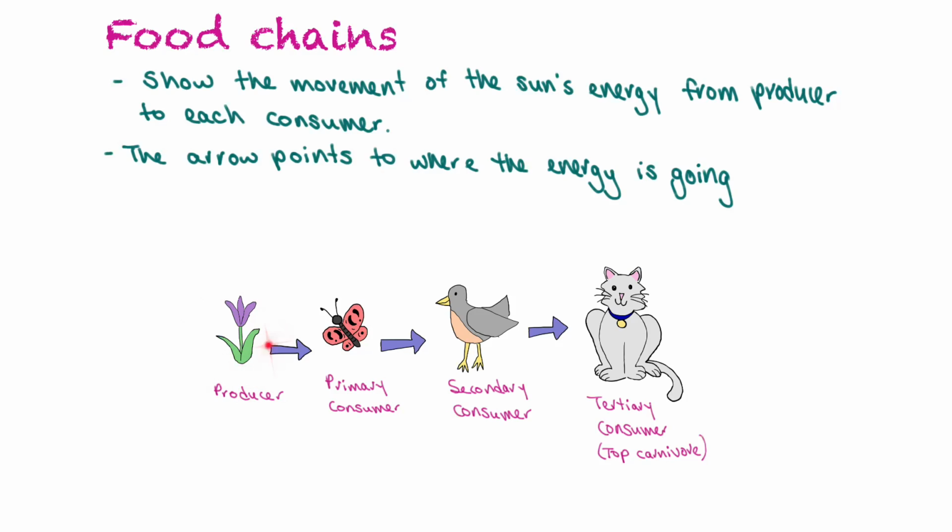So food chains always begin with a producer, or a plant or some other plant-like organism that produces food through photosynthesis. And then that plant gets eaten by a primary consumer. So in this case, we have a butterfly. And then the primary consumer gets eaten by a secondary consumer, which in turn gets eaten by a tertiary consumer, also known as the top carnivore.